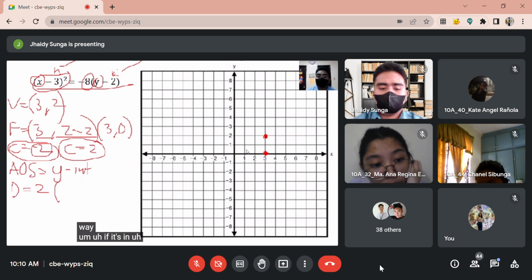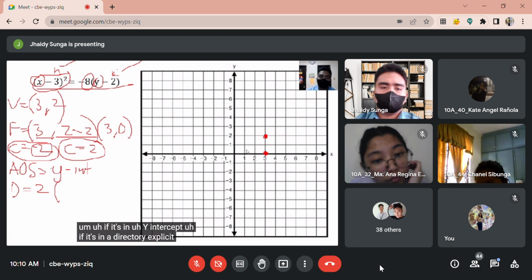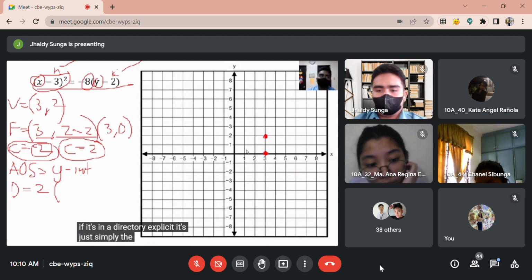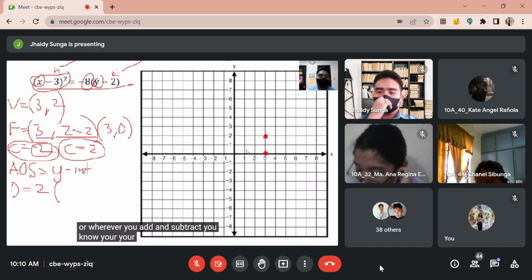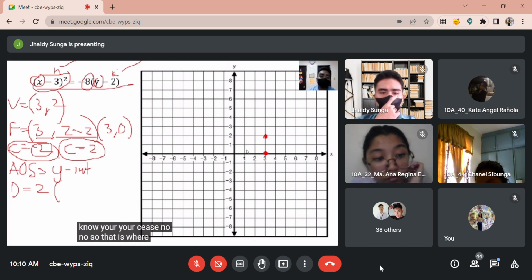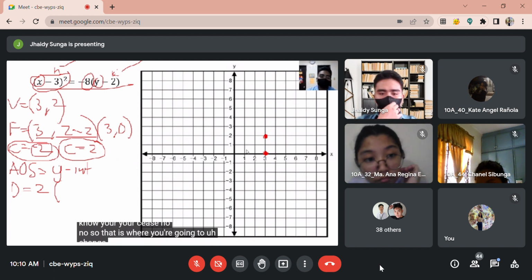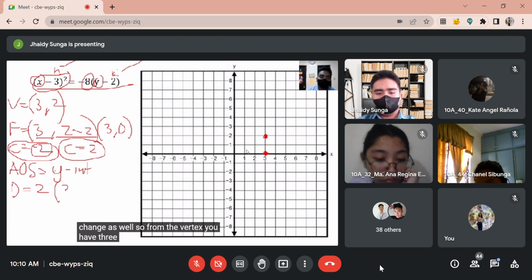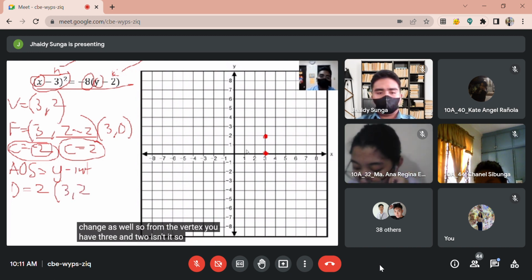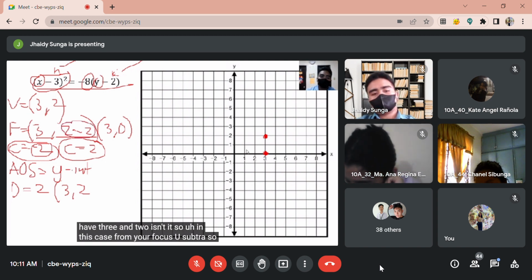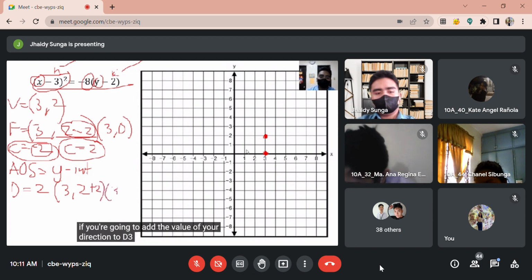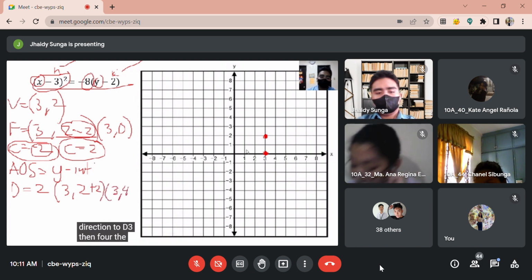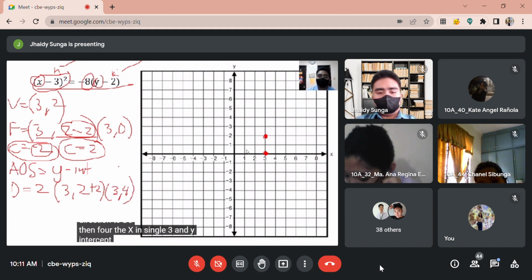If it's in y-intercept, if it's in directrix, please take note, it's just simply the same. Wherever you add or subtract your c's, that is where you're going to change as well. So from the vertex, you have 3 and 2, isn't it? In this case, from your focus, you subtract. In this case, you're going to add. Okay? So if you're going to add, the value of your directrix will be 3, then 4. Your x is 3 and y-intercept is 4.